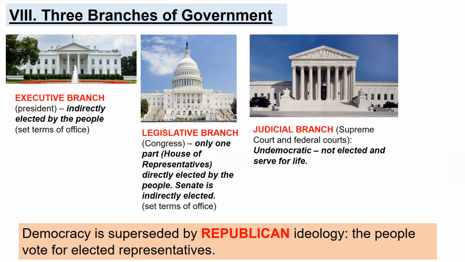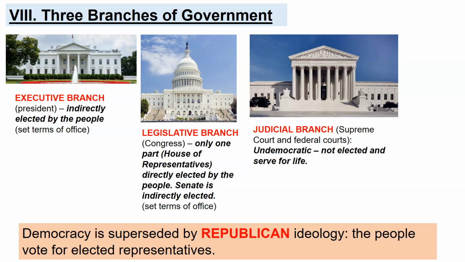All right, so the three branches of government that are developed, as you know, are the executive branch, which is indirectly elected by the people. So it sets terms, they set the terms of office. Okay, there's the electoral college, popular vote. The electoral college is the indirect. You have the legislative branch.